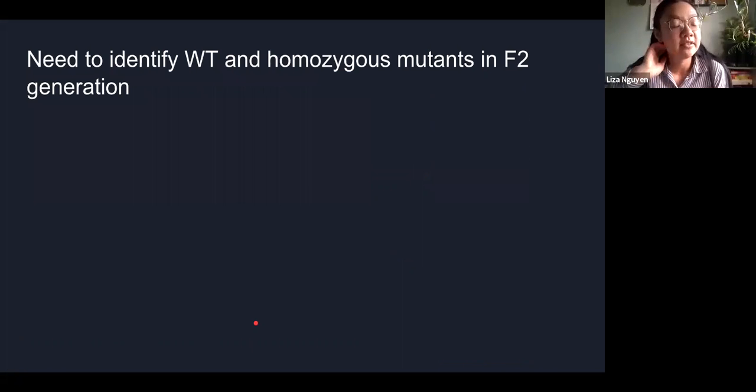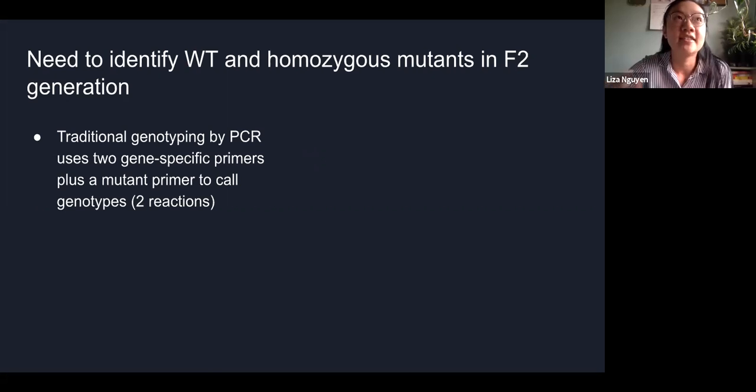So a really important feature of this mapping population, that its success is dependent upon, is that I accurately identify the wild type and homozygous mutants in this summer's F2 generation. The way that I've been tracking the genotype so far has been by traditional genotyping by PCR.